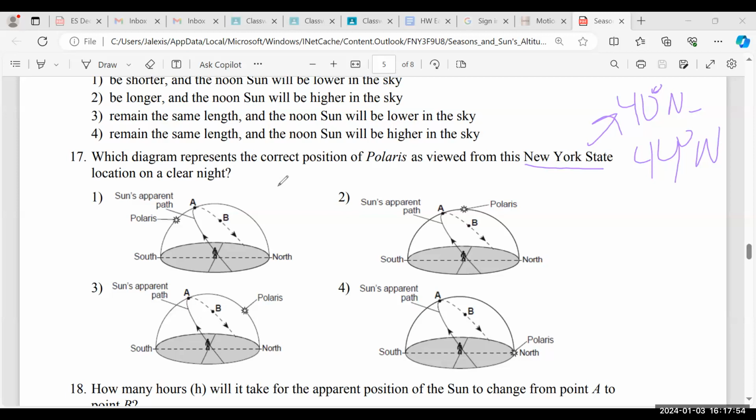The second thing that's interesting, right? Polaris is always going to be seen somewhere, but Polaris is never seen towards the south side, right? So that lets me know it's definitely not going to be choice 1. Why? Because it's showing Polaris to be located on the south side. So it cannot be that.